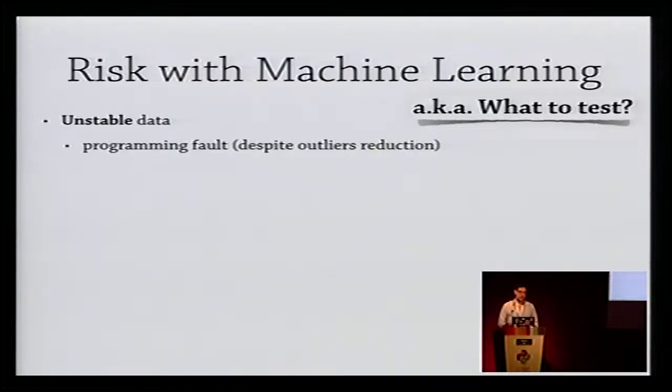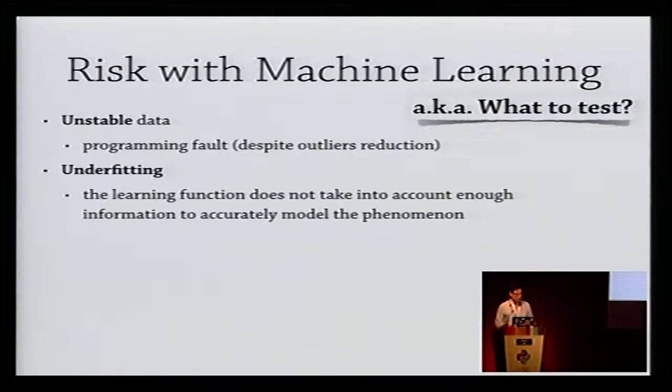We may end up, first of all, dealing with and analyzing unstable data. So we need to be robust against data that may contain noise on the one hand. On the other hand, as I said before, machine learning is essentially algorithms. So we need to test if the code we have already written contains faults or programming faults.